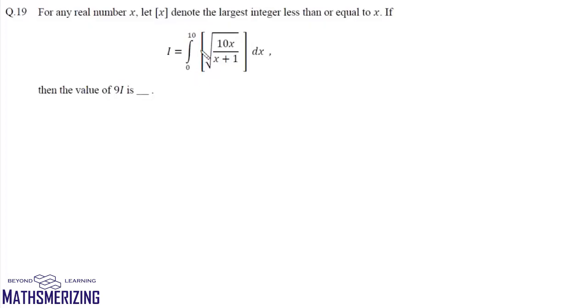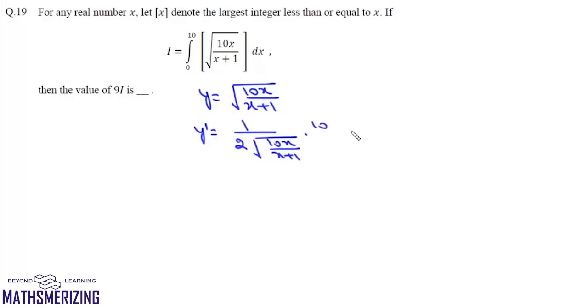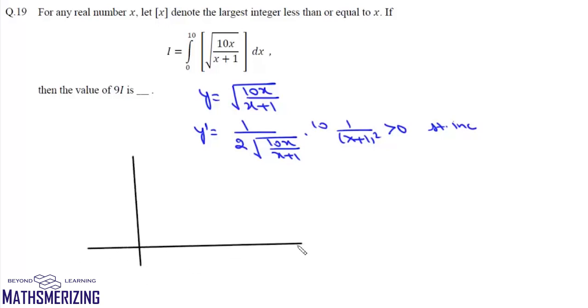We need to find this integral from 0 to 10 of the greatest integer function of under root 10x upon x plus 1 dx. Now let us take this as a function y, which is under root of 10x upon x plus 1. In order to solve this integral, we'll draw the graph of this function using transformation of the greatest integer function. Before that, I'll differentiate this function. We'll find y dash. It will be 1 by 2 under root of 10x upon x plus 1 into 10 upon x plus 1 whole square. So it will be greater than 0. So this function is a strictly increasing function between 0 and 10.